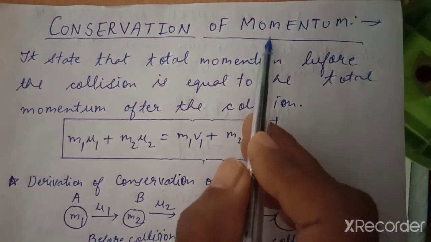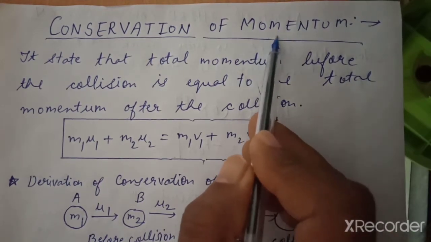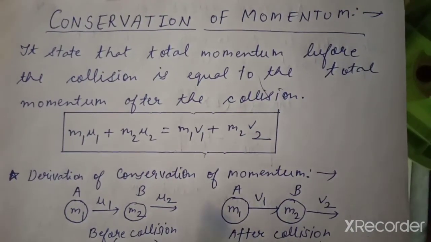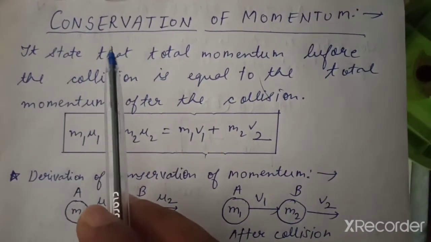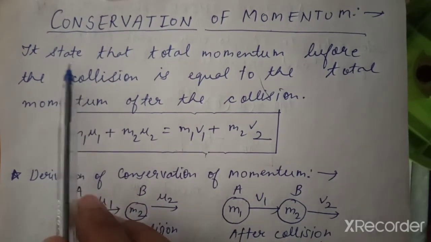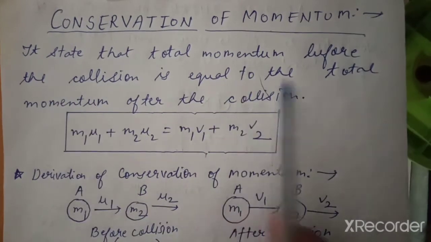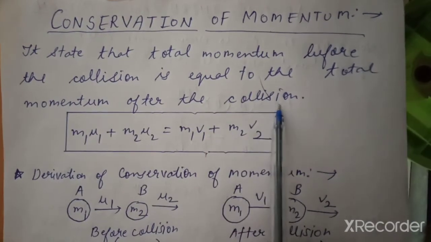Now we know, what is the meaning of momentum? It is the product of the mass and velocity. Today we have to study the topic conservation of momentum. First we have to write the statement of conservation of momentum. It states that the total momentum before collision is equal to the total momentum after collision.